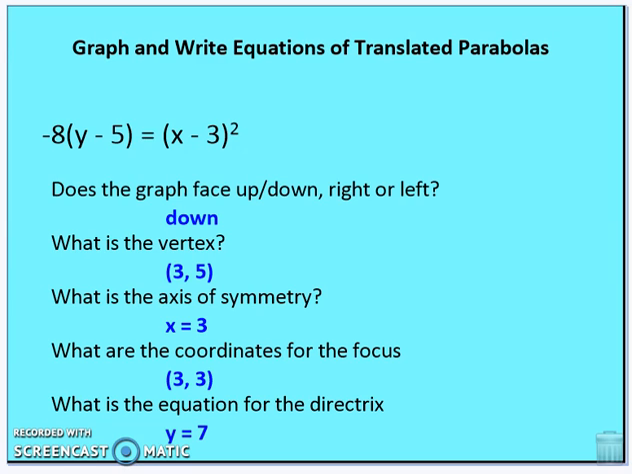Okay, the graph faces down now. Negative y is equal to x squared. So the graph opens down, vertex 3, 5. Axis of symmetry, x is equal to 3. Coordinates for the focus, 3, 3. Equation for the directrix is y is equal to 7.